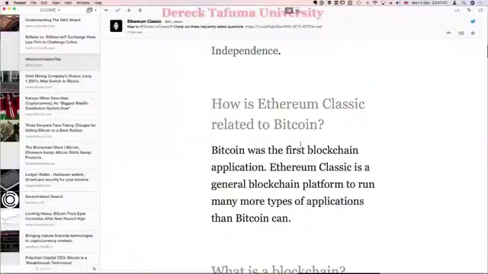So Bitcoin is basically just running a banking application in which it's the mining of Bitcoin to produce Bitcoin, which can be used to pay for products and services. Whereas Ethereum Classic is a general blockchain which runs many more types of applications. So instead of just running one application, it's running many more applications. And some of the applications that Ethereum Classic is running are called smart contracts.